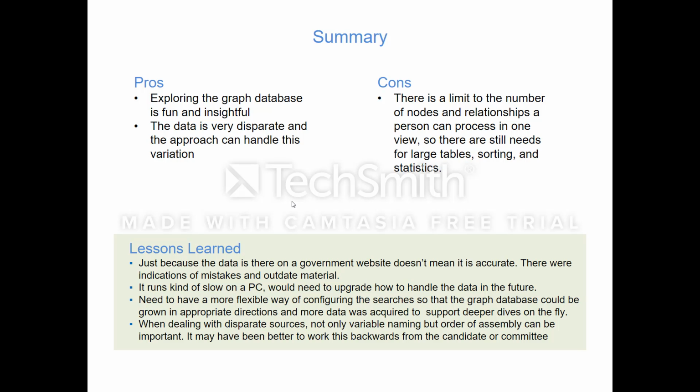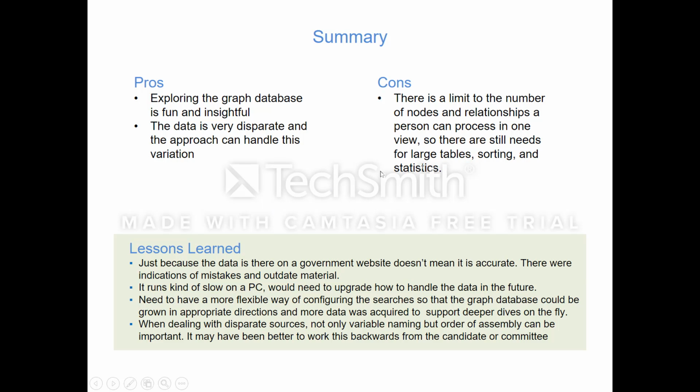Some of the cons, there is a limit to the number of nodes and relationships that you can process in one view, so you need to think creatively about how to extract patterns and relationships that might be needed. And there would probably be a need to take this further and also deal with more descriptive statistics, tables, and sorting, as well as the network view.